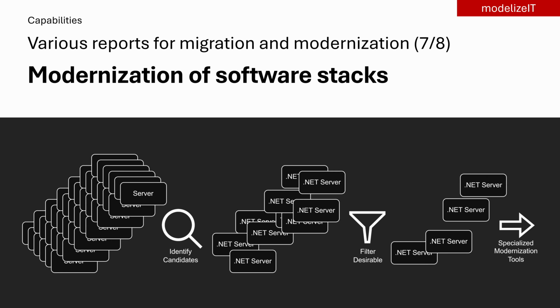A classic example is the replacement of IIS-based .NET applications with Linux-based deployments. In the diagram on screen, we see that we have a large list of initial servers. modelizeIT can identify the servers using the target migration pattern, like the IIS-based .NET applications mentioned earlier. Then, we can conclude that only a fraction of these are desirable to migrate. In this example, that's just 4 servers.